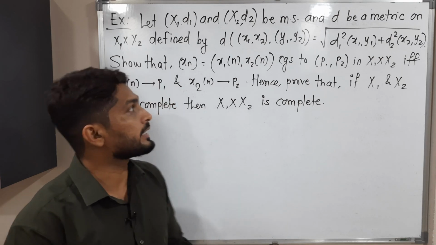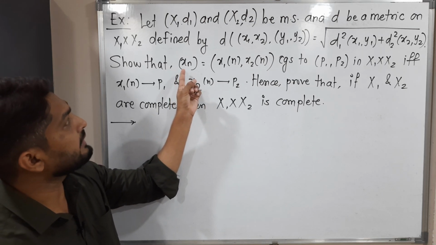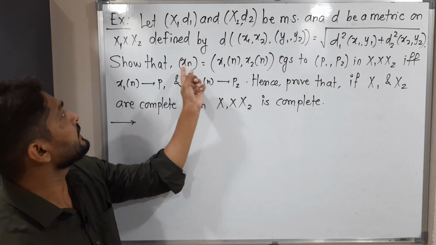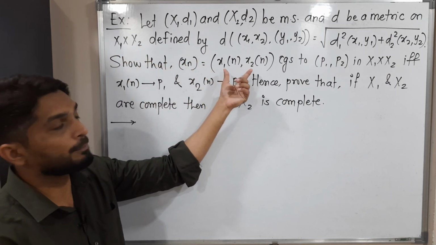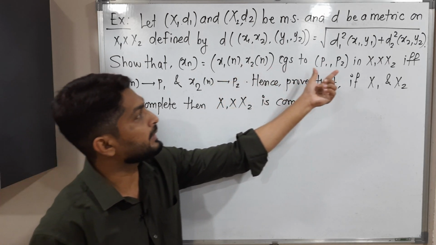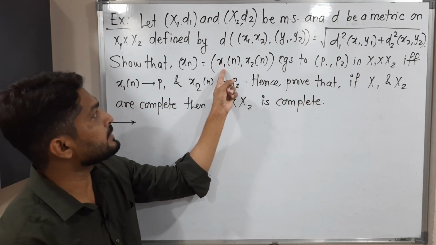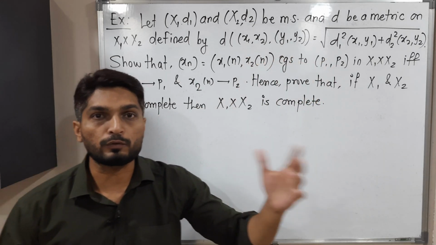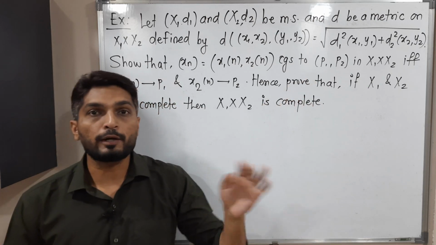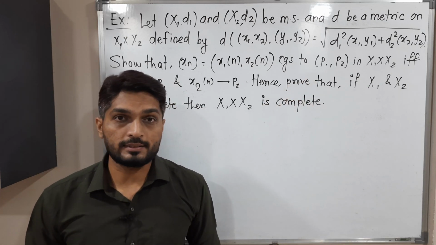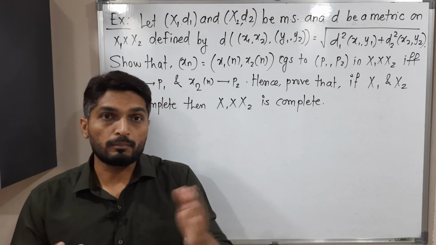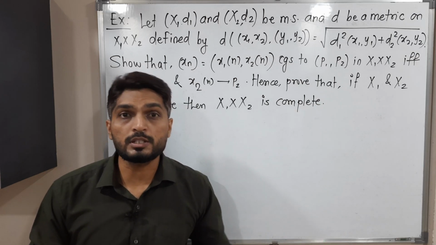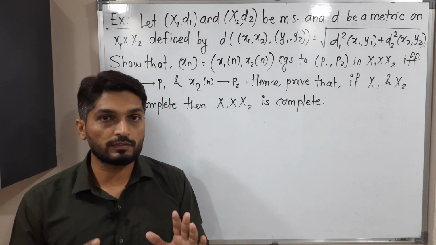Let us discuss what our task is. We have to prove that a sequence xn in X1 cross X2, having two components, converges to (p1, p2) if and only if x1n converges to p1 and x2n converges to p2. Component-wise convergence should be there if and only if, that means we have to prove it both ways. It will be a big task: we will assume the first part and prove the second part, and then assume the second part and prove the first part. So this is our task, right?